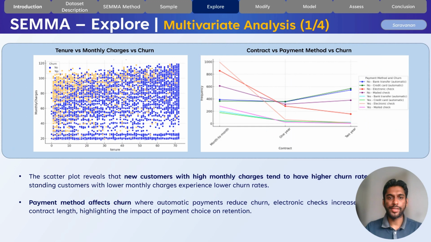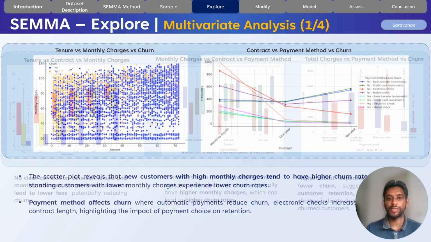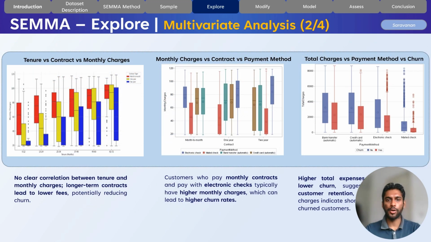I'm Saravanan, the next presenter on multivariate analysis in the explore stage. Our finding on the scatter plot shows that new clients with higher monthly fees have an increased churn rate, in contrast to loyal customers with lower fees, who would churn less. Additionally, the chart on the right hand side shows the churn is influenced by payment method. Automatic payment decreases churn while electronic check raises it, irrespective of the contract duration, underscoring the significance of payment option in customer retention.